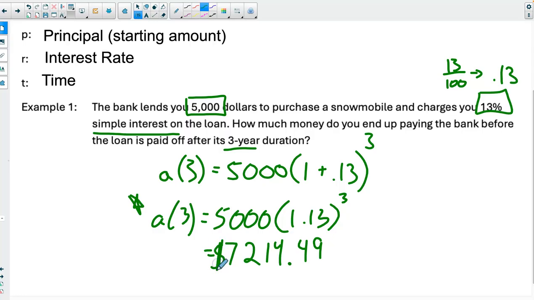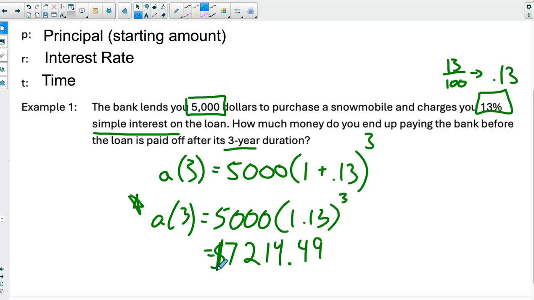So think about that really quickly. 3 years, they gave you $5,000. 3 years later, you have now paid them $7,214.49. You paid them in 3 years just over $2,000 just for using their money.